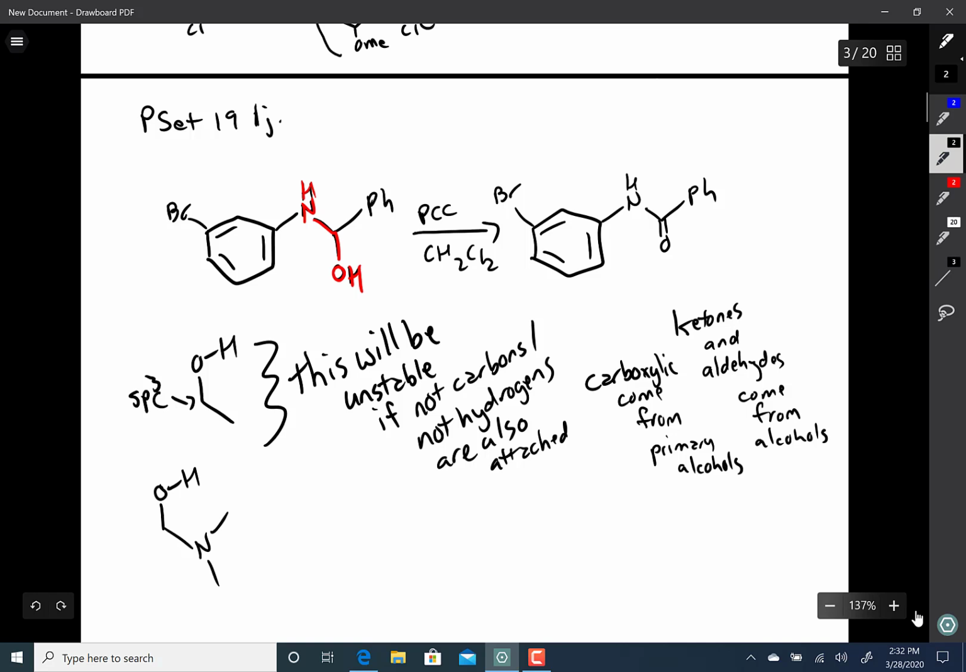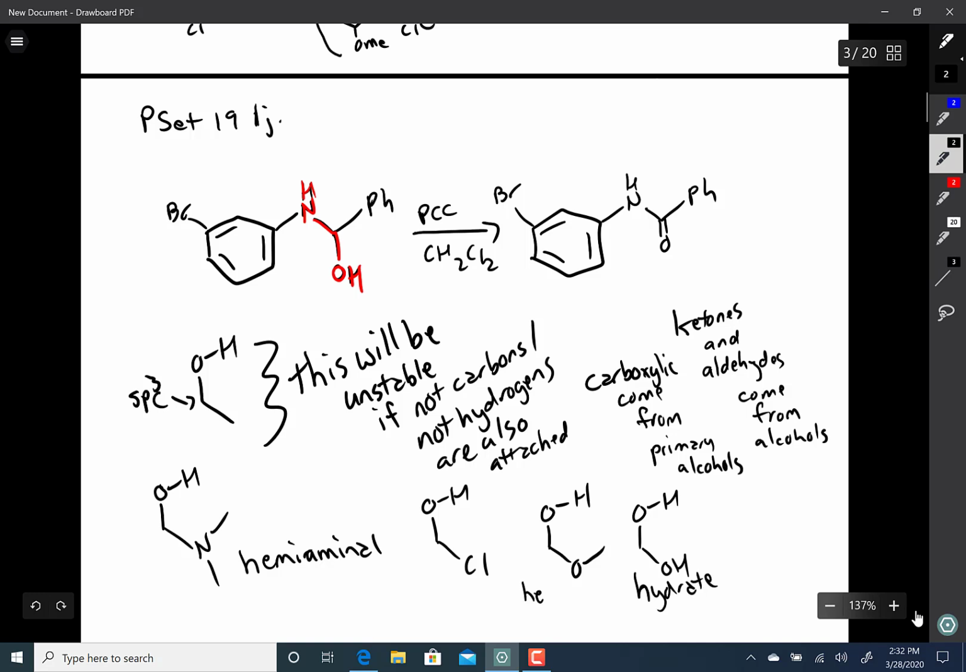If you have a molecule like this, this is a hemiaminal. This, no, I don't even know what the name of this is. A chlorohydrin or something like that. This and this. This is a hydrate. This is a hemiacetal. All of these are unstable molecules. The hemiaminal will either become an aminium or become a carbonyl. One of those two things. Point is, it is not stable enough to use in a synthesis.